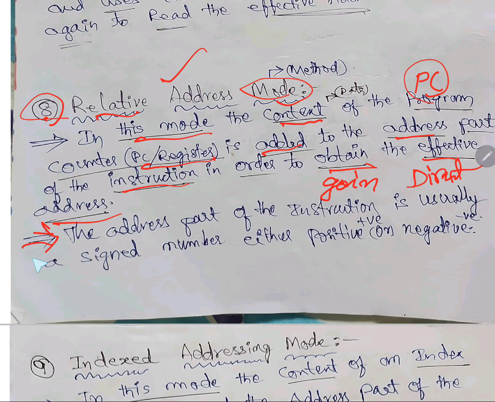And the second point here, the address part of the instruction is a signed number, either positive or negative. It will be either positive or negative. It will be a relative address, right? The address part of the instruction is either a signed positive or negative number. According to that, it will be fetched.